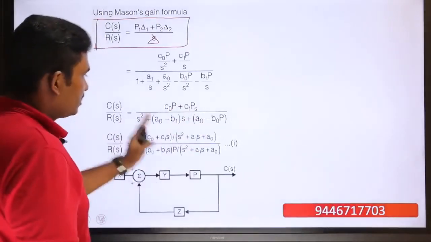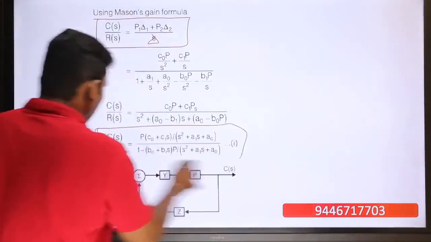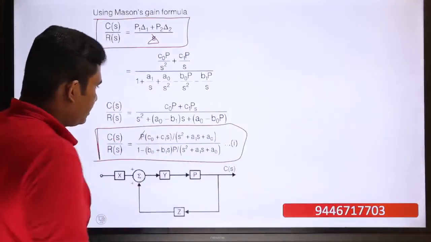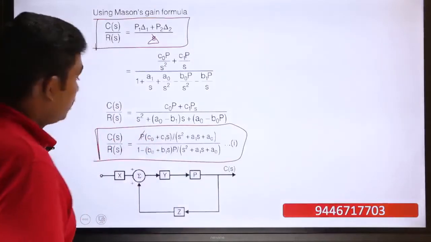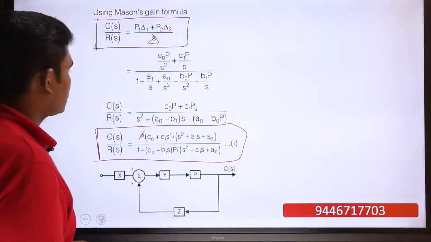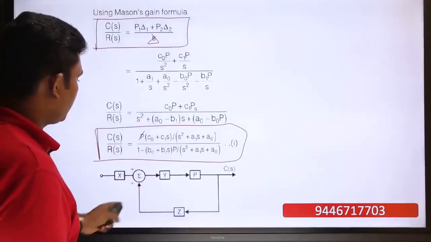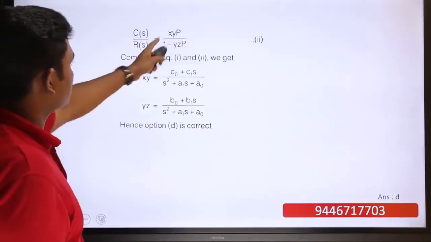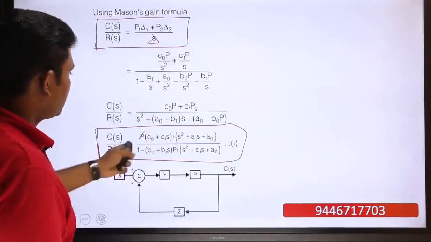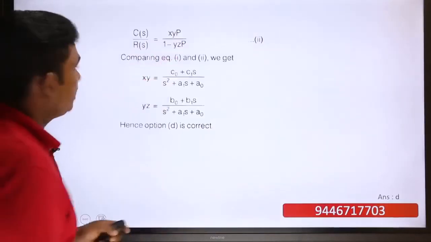And converting this expression into its factorized form, C of S by R of S becomes equal to this format. Okay, here you can see P is there and then the rest of the transfer functions are also there. So it is in the form of X, Y and Z. So from this transfer function we will be able to pick the values of X, Y and Z. And when we are picking the values of X, Y and Z, we will be able to write the expression as XYP divided by 1 minus YZP.